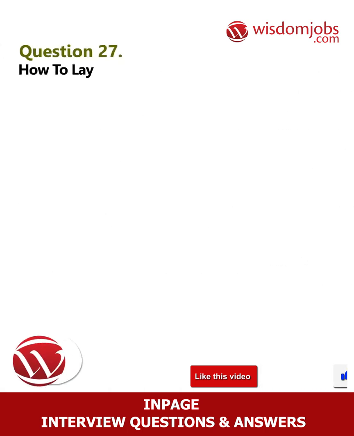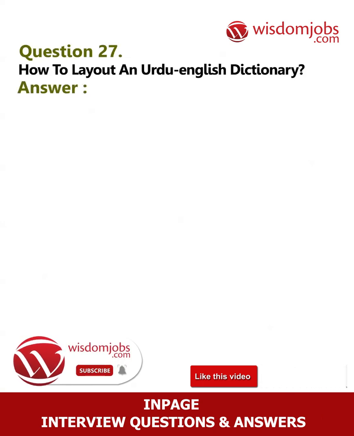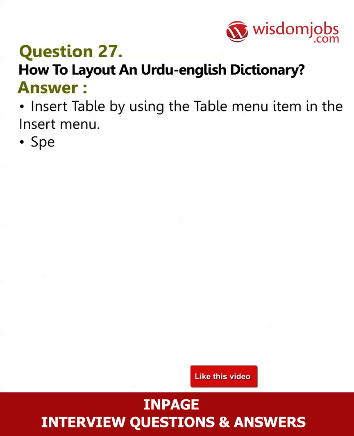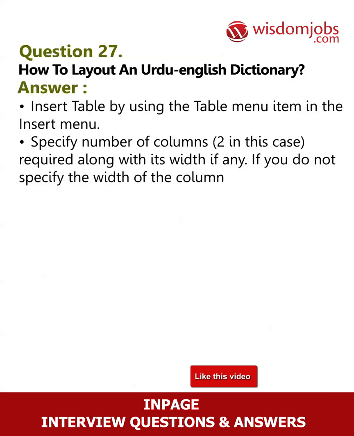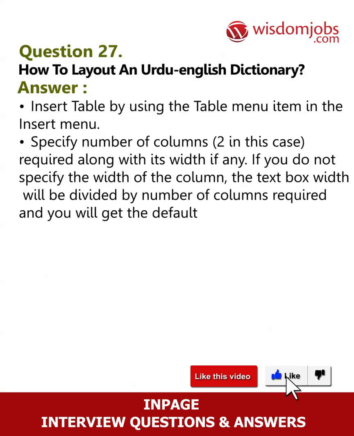Question 27. How to lay out an Urdu-English dictionary? Answer. Insert table by using the table menu item in the insert menu. Specify number of columns, 2 in this case, required along with its width if any. If you do not specify the width of the column, the text box width will be divided by number of columns required and you will get the default column width.